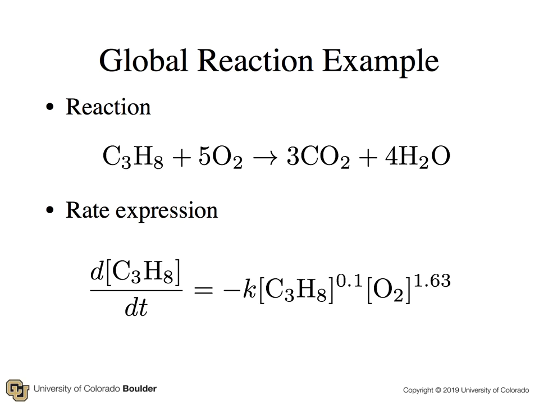And then they would experimentally study how fast this reaction occurred, and they would come up with some kind of rate expression for it. And this is an example, so that the rate of destruction of propane is equal to minus k times the concentration of propane to the 0.1 times the concentration of O2 to the 1.63.